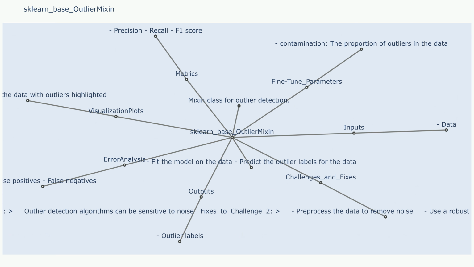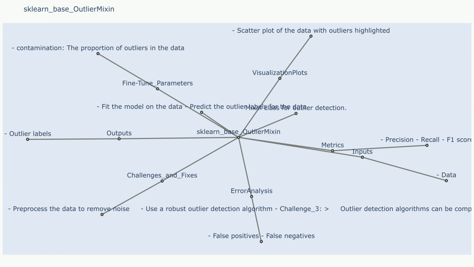LOF. Challenge 3. Handling skewed data distributions. Sample use case that resulted in challenge 3. If the data is skewed, common outlier detection methods may be biased towards identifying outliers in the tail of the distribution. Fixes to challenge 3. Transform the data to have a more symmetric distribution, or use outlier detection algorithms that are robust to skewed distributions.